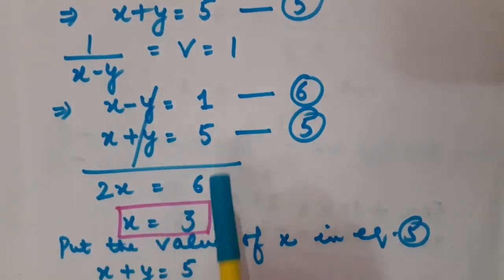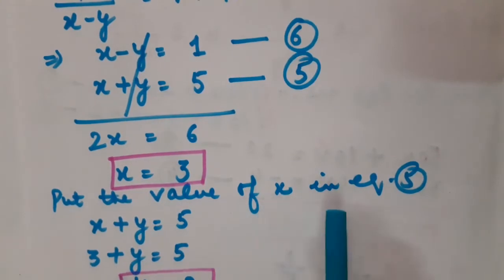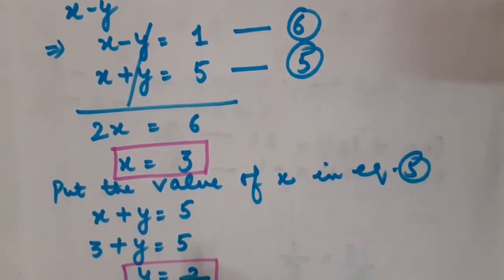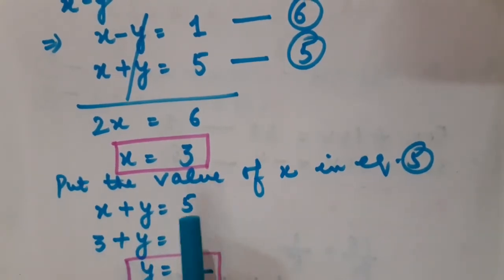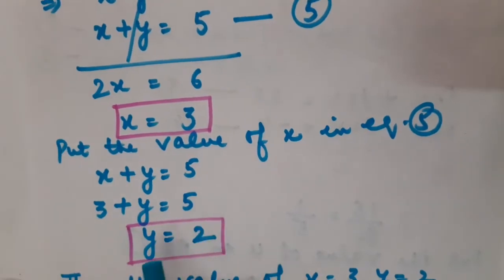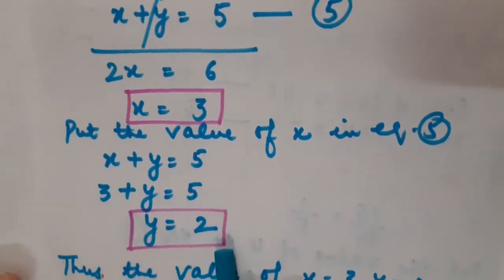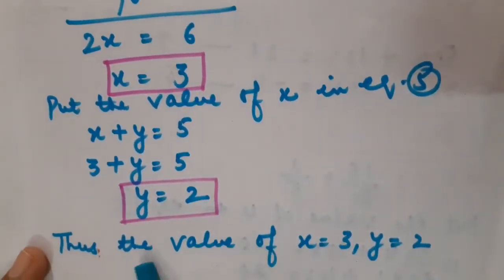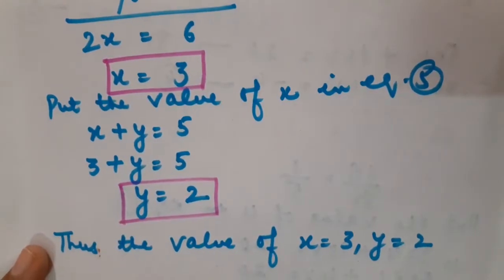So 2x is equal to 6, x is equal to 3. Now put this value of x in equation number 5. What is equation number 5? X plus y is equal to 5. At place of x I am putting 3. 3 plus y is equal to 5. So what is the value of y? Y is equal to 5 minus 3, that is 2. Understood children? So thus the value of x is equal to 3 and y is equal to 2.